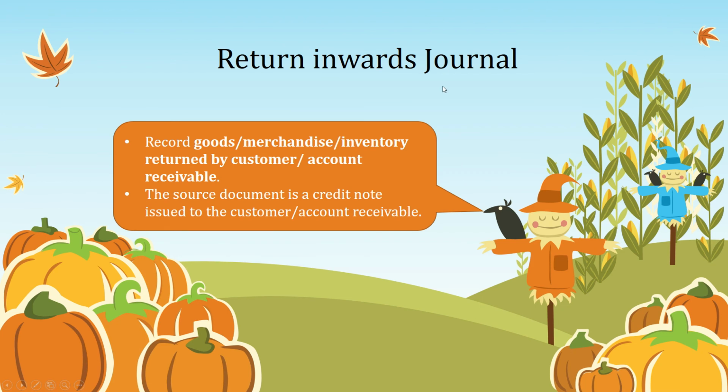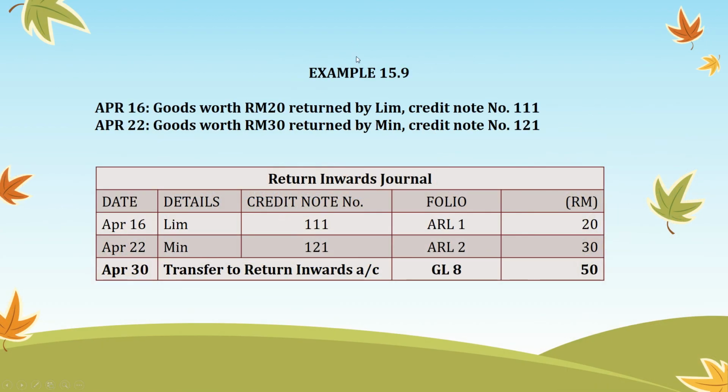Next is return inward journal. This journal is to record goods or inventory returned back by customer or account receivable to the business. And the source document is a credit note issued to the customer or account receivable. These are two examples for return inwards. April 16, goods worth 20 ringgit returned by Lim, credit note number 111. On April 22, goods worth 30 ringgit returned by Min, credit note number 121. So you need to prepare the return inward journal.